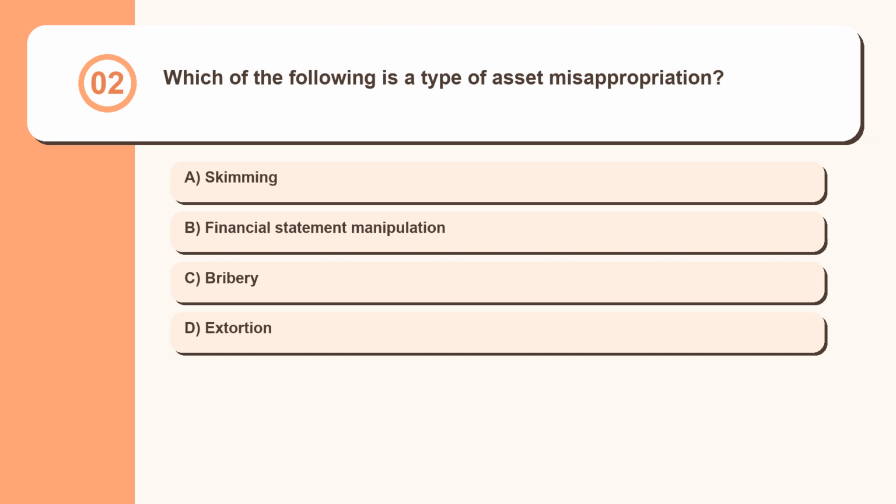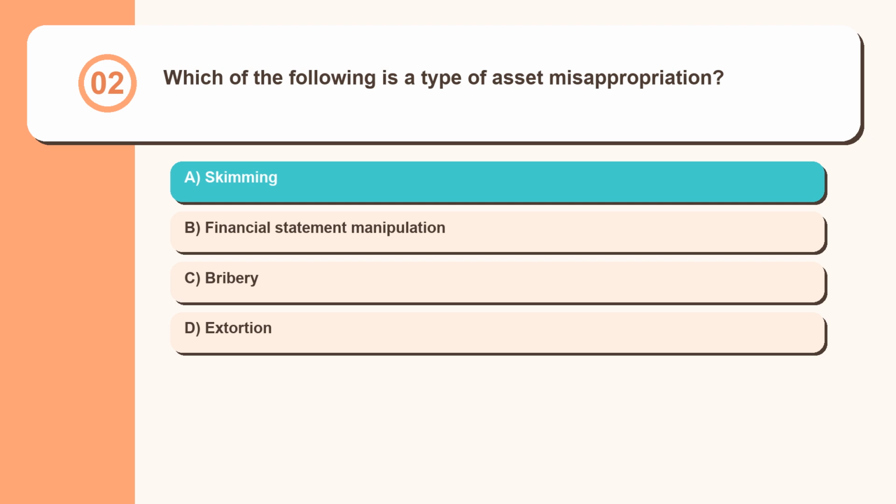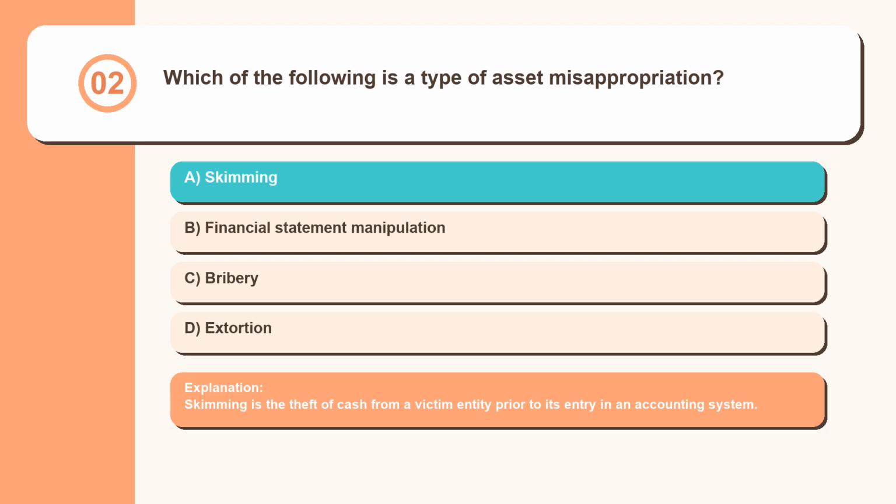Question 2. Which of the following is a type of asset misappropriation? Skimming, financial statement manipulation, bribery, extortion. Skimming is the theft of cash from a victim entity prior to its entry in an accounting system.